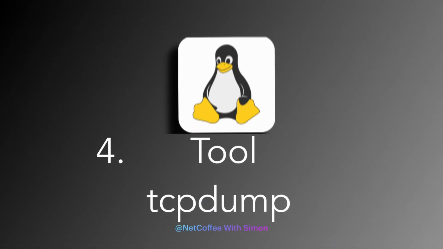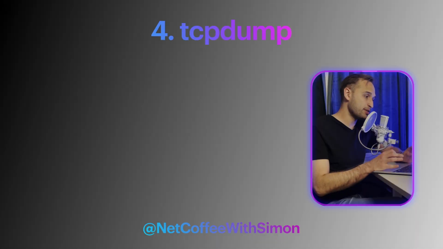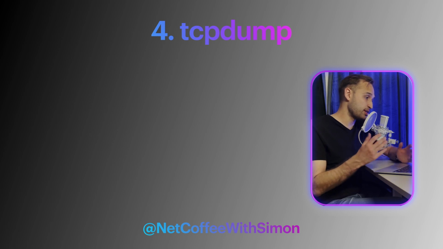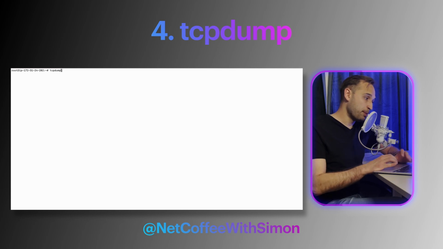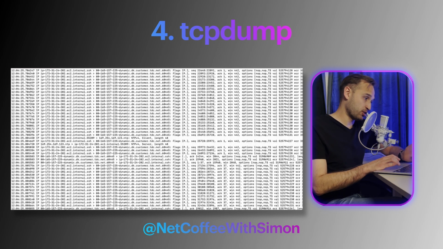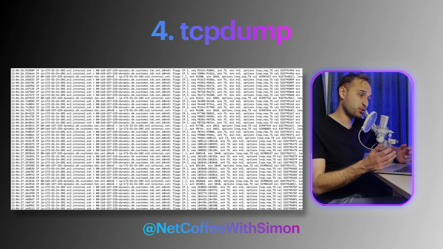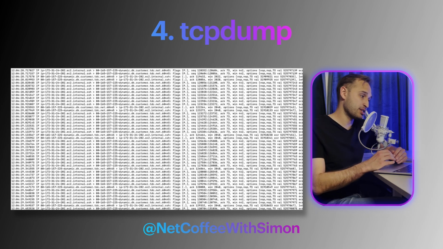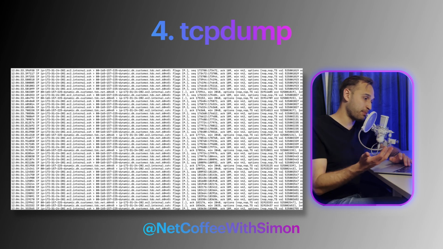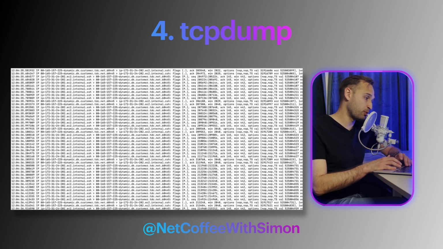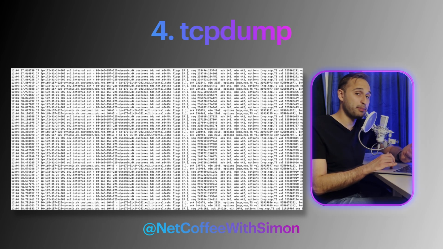Tool number 4, which is tcpdump, and this is a very advanced solution used for network diagnostics. It functions as a packet sniffer, which means that it intercepts and displays the network packets in real time. A packet sniffer serves as a crucial diagnostic tool, allowing engineers to confirm network data reception, delve into the raw data and do precise protocol analysis.